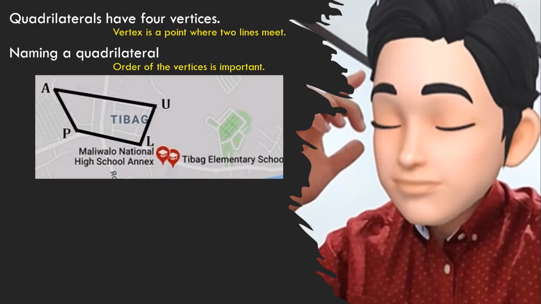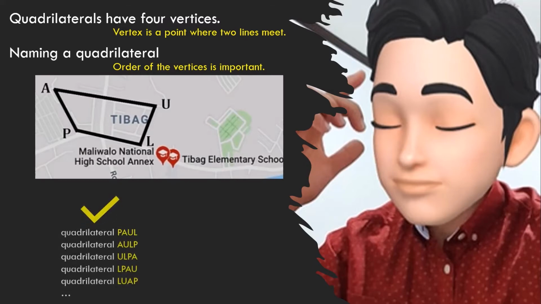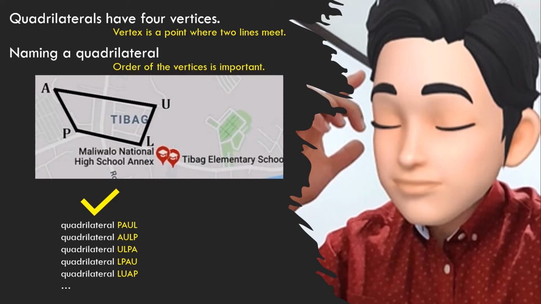remember. That general quadrilateral can be named quadrilateral PAUL, quadrilateral AULP, quadrilateral ULPA, or you may name it as quadrilateral LUAP. For as long as the vertices are arranged in order, the name is correct. Now, if you name that quadrilateral as PULA, then you are wrong. Why? Because the vertices are disarranged.